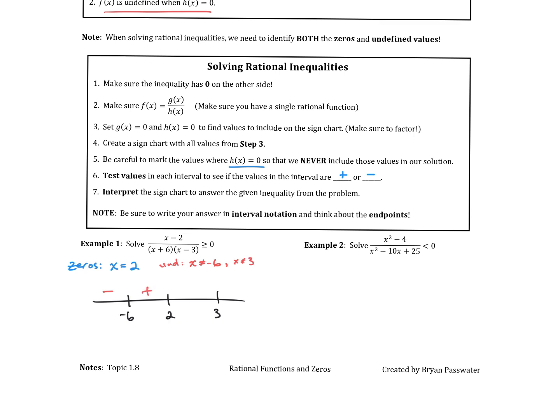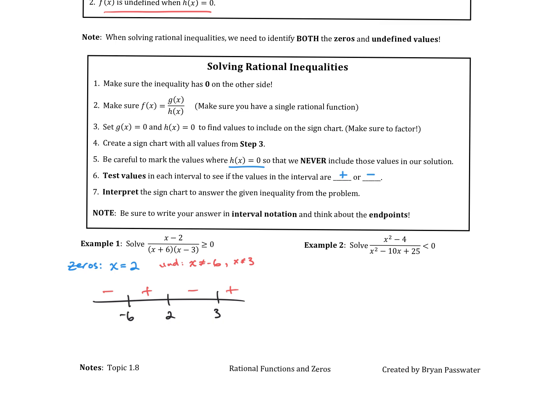Now let's pick something between 2 and 3. Substitute in 2.5. That's positive over positive negative, so that's negative. Then something right of 3, like 4. This is positive over positive, so that's positive. Look how smart you guys are.